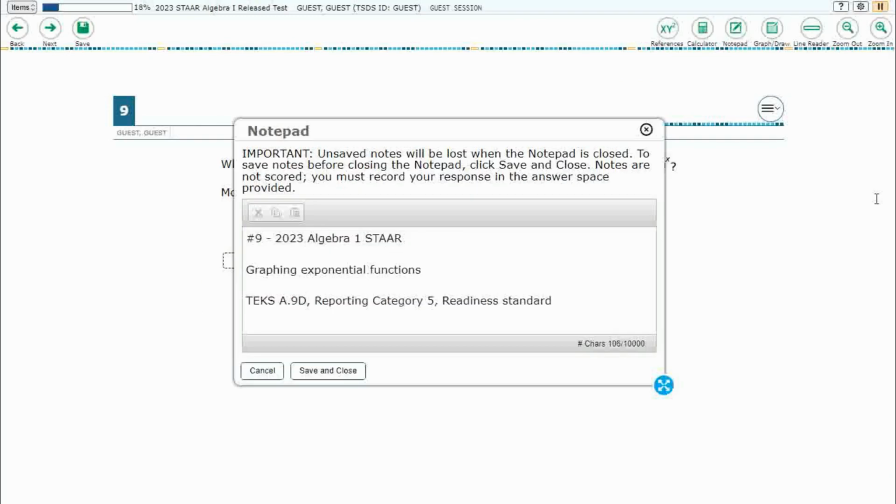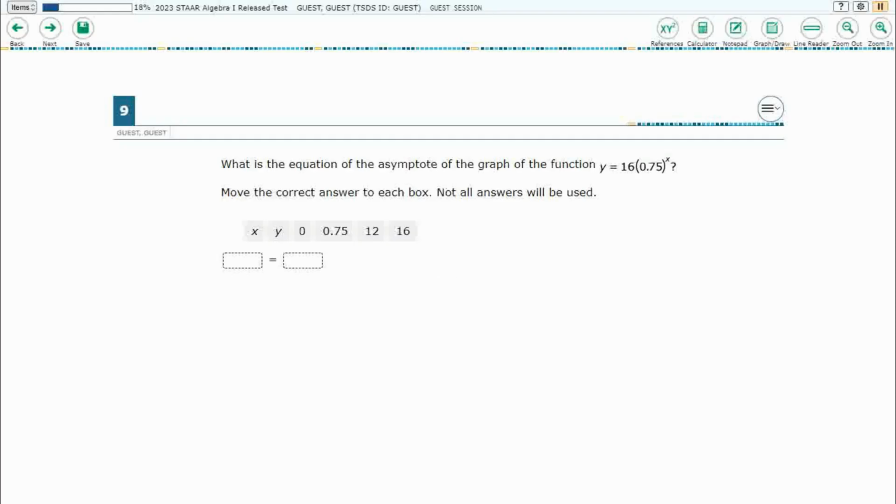So looking at number 9, this is TEKS 8.9D. We're talking about graphing exponential functions. Reporting category 5, this is a readiness standard. So it looks like it's pretty simple. We need to find the equation of the asymptote of the graph, and they've given us the function here. Now, this is a drag and drop.